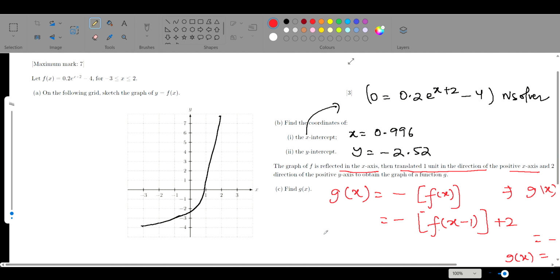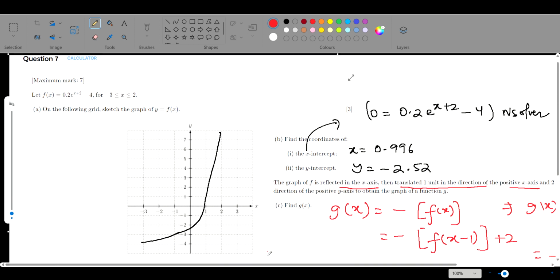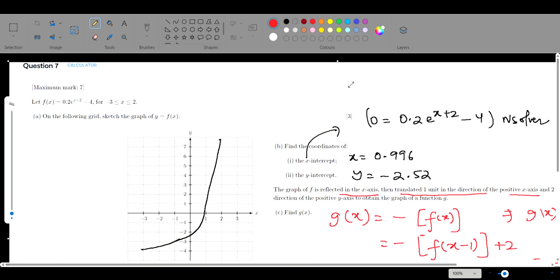Okay, not an issue. We're going to take the transformations one by one. We also have class tomorrow, so we're going to take the transformation questions tomorrow. Alright, let's come to a simple log question.